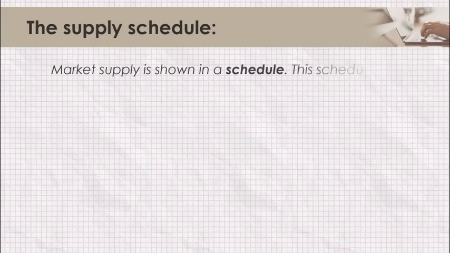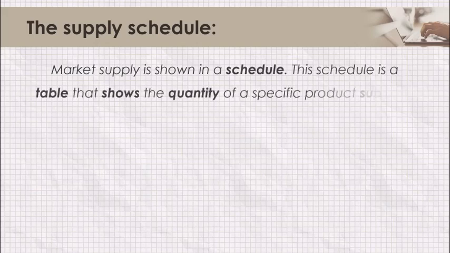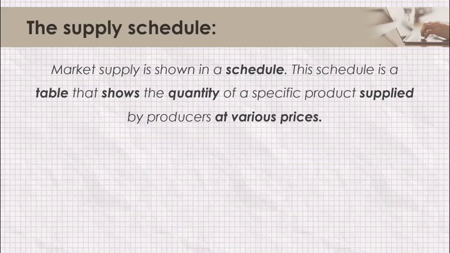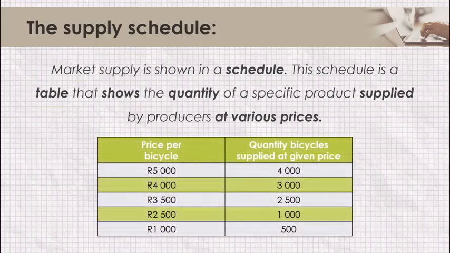Then, just as with demand, a company draws up a supply schedule. It's basically a little table that shows the quantity of a specific product supplied by producers at various prices. In this case, our company sells bicycles, and we've got a column for the price per bicycle, and a column for the amount of bicycles that a business is willing to supply at that specific price. For example, if the price is 5,000 Rand, then the company will want to supply and sell 4,000 bicycles, because then they'll make a big profit.